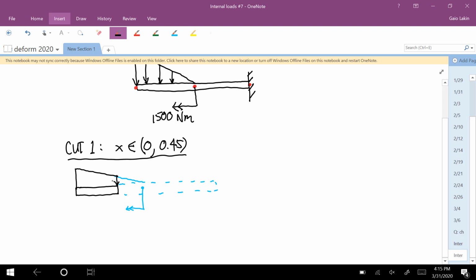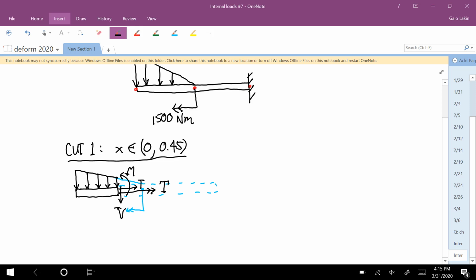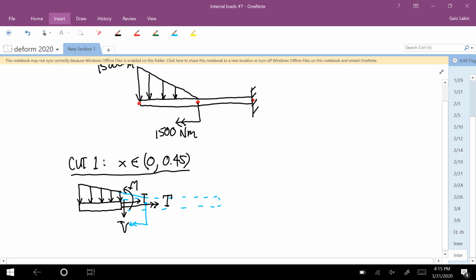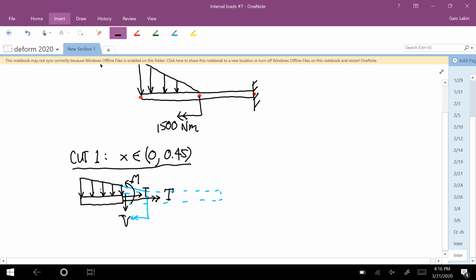So that distributed load, the part that we're including, well, let me draw the rest of this stuff on here. So there's the tension, shear force, bending moment, and there's the torque. We know that at the left end, this distributed load has a value of 15,000 newtons per meter. But at the right end, notice it doesn't go to 0. So by making this cut, we made this distributed load shape not a triangle anymore, because we cut off the point that makes it a triangle.